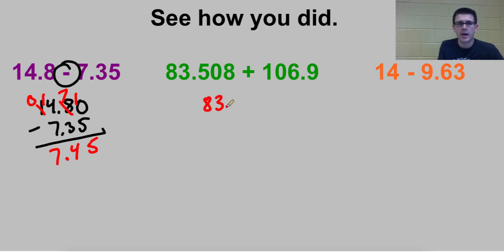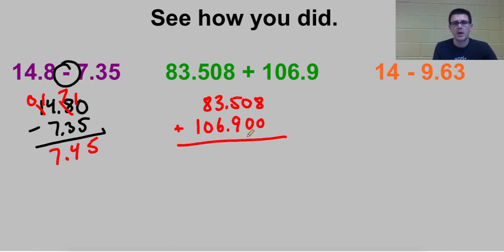Here, it's an addition problem, 83.508 plus 106.9. So notice the 106.9 was written so that the decimal in the 2 numbers line up. It's addition. 8 plus 0 is 8. 0 plus 0 is 0. 5 plus 9 is 14. Carry the 1. Decimal is going to slide down. 1 plus 3 is 4. Plus 6 is 10. So I'm going to carry a 1 again. 1 plus 8 is 9. Plus 0 is 9. And bring down my 1. I end up with an answer of 190.408.